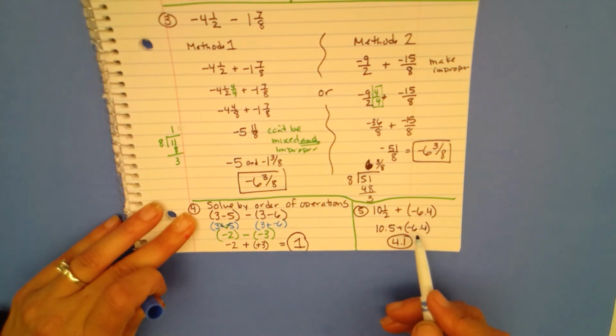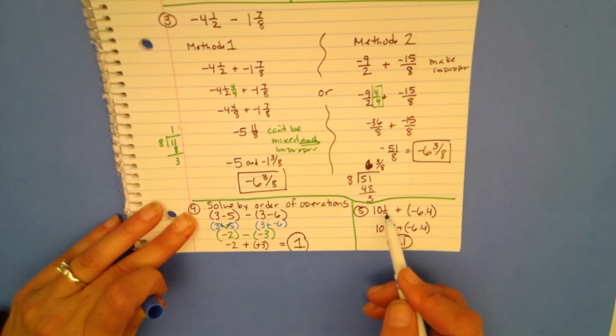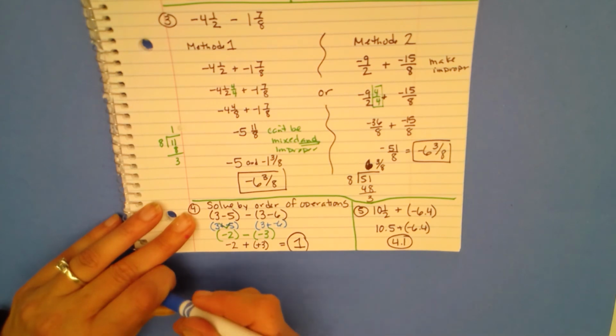At the very end of your homework, you'll see some problems that have a fraction and a decimal in it. I like decimals better, so I just rewrote 10.5 as 10.5. And then I just did the problem as normal.